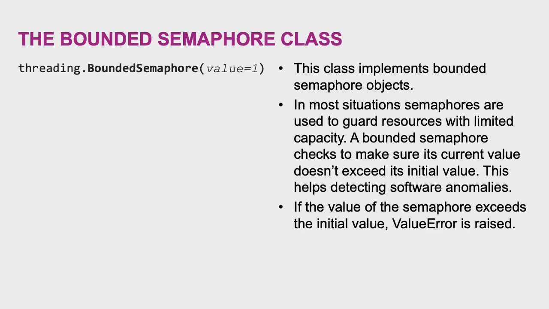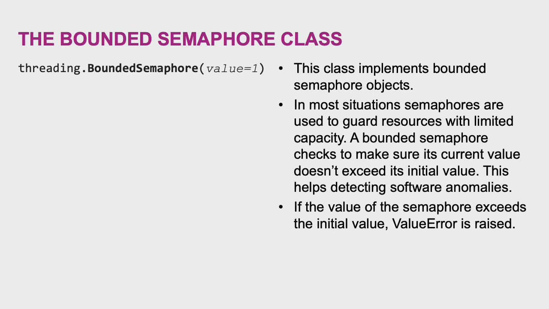Really often, as we said before, a semaphore is used to guard resources with limited capacity. So a slightly stronger semantic has been provided through the bounded semaphore. The only difference from a semaphore is that the bounded semaphore checks to make sure that its current value does not exceed its initial value.